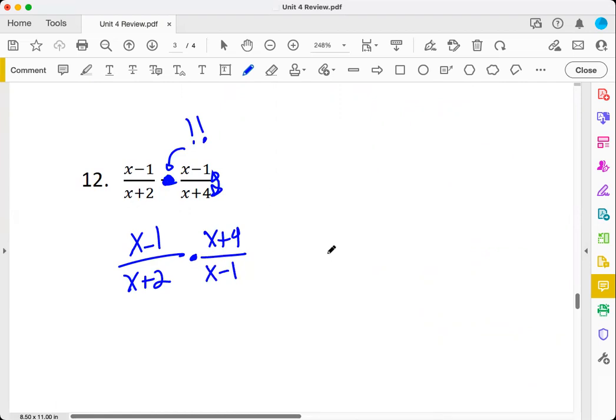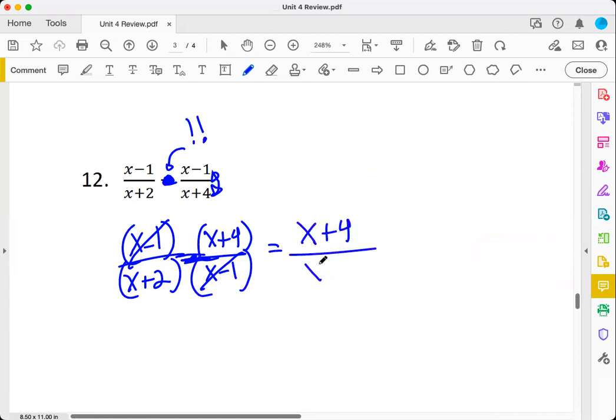And do you see anything that's going to make our life easier? I do. x minus 1 can cancel here and here. Because again, you're multiplying straight across. So you could even go so far as to make this all one fraction as soon as you flip the second fraction. And boom, you're only left with x plus 4 over x plus 2.